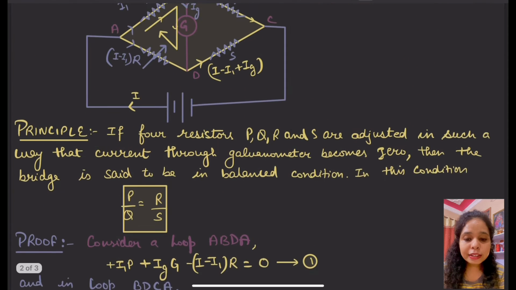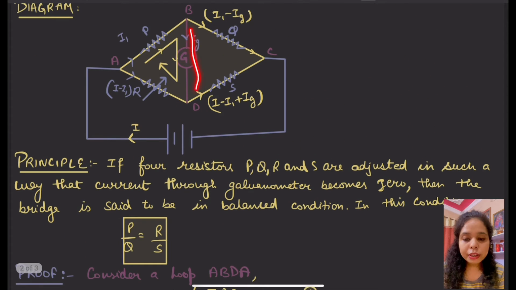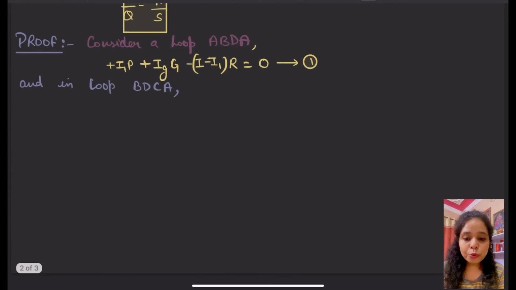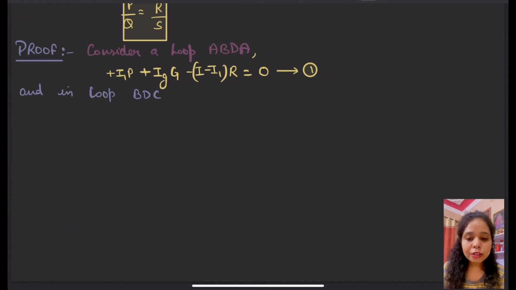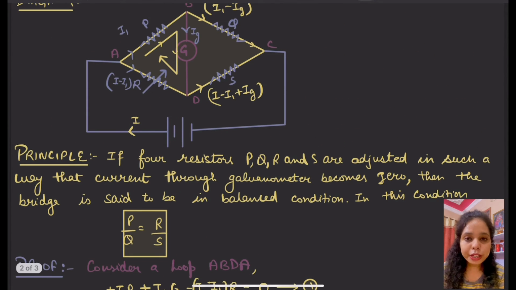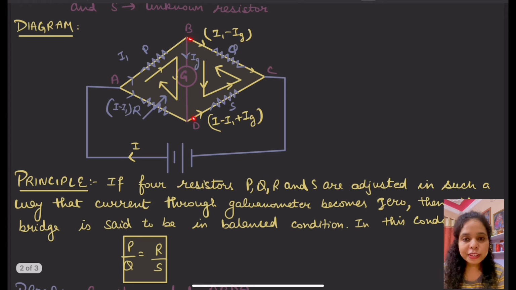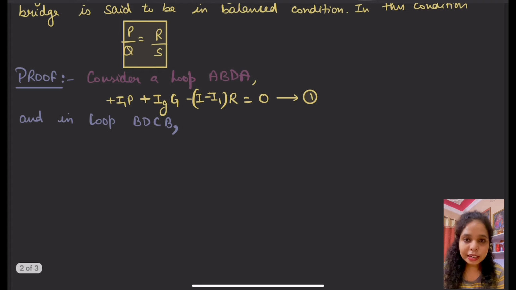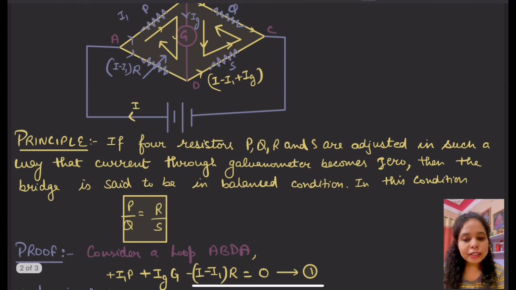And now we will consider the another loop BDCB. So the another loop is BDCB, not A. In this case, we are moving from B to D first. Our IG current is also moving from B to D. So first of all, let us mark the direction of the loop. That is, first of all, we will move from B to D, then we will move from D to C, and then we will move from C to B. So IG current is passing through the galvanometer, and galvanometer is offering resistance G.